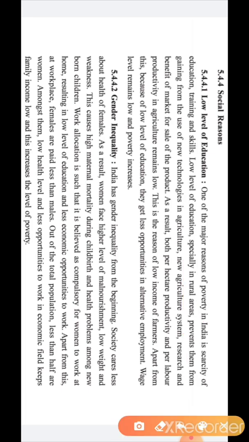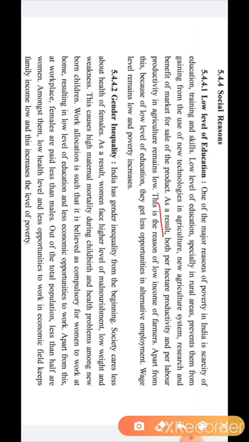As the people who are living in rural areas are less educated, they are not aware of the new technology for use in agriculture, and because of that the production cannot increase, and they are not even aware of the new agriculture system, research and benefit of the market for sale of the product. If the farmers are educated, then they will be aware of this new technology, new agriculture system, irrigation system, fertilizers. But the farmers are less literate, or you can say illiterate, so they are not aware of all these modern terms of agriculture.